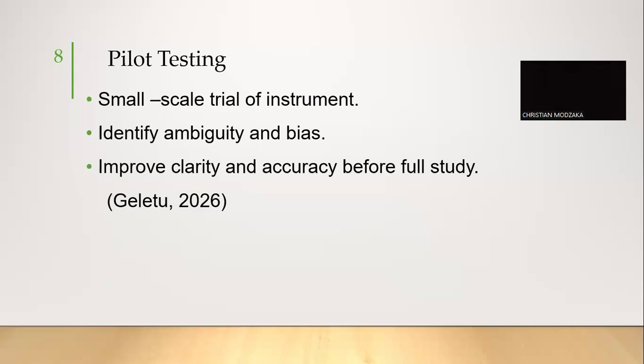Then we identify ambiguity and biases. So when we test, we can see if there are some inconsistencies that we should resolve, or some ambiguities. Some ambiguities could be of the form that maybe our research instrument is not really understood, or the interpretation is not really aligning with what we are expecting. So we can identify some of the ambiguities and then we work on them. And it also improves clarity and accuracy before the full study.